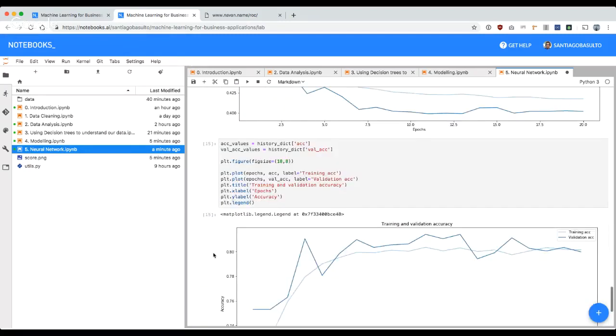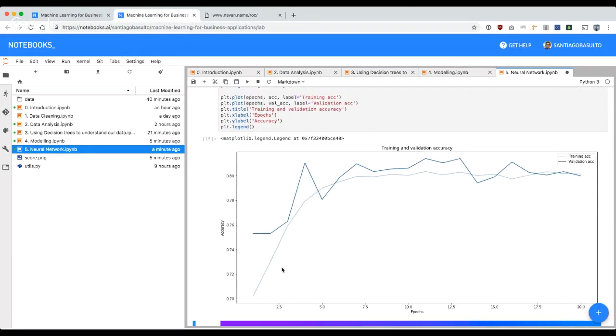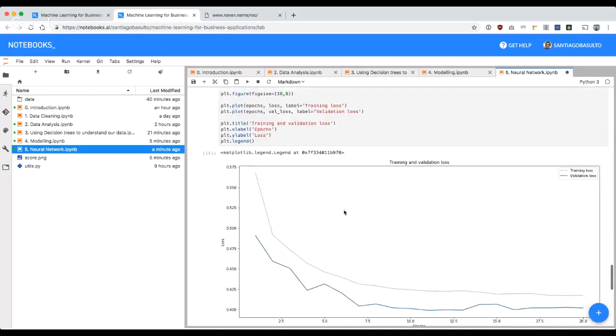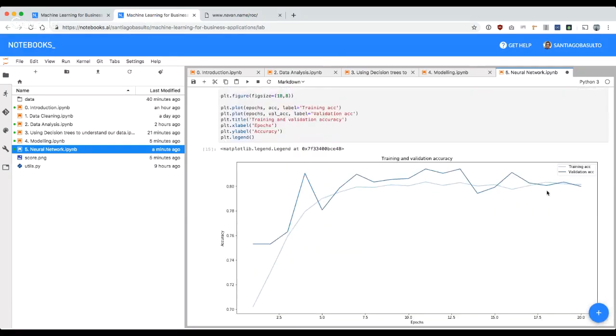Finally, I have another chart that is also showing the accuracy. In the previous one it was loss. In this case, it's going to be the accuracy.